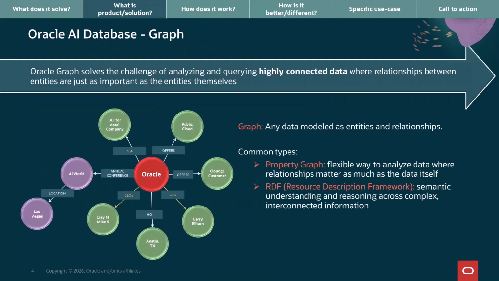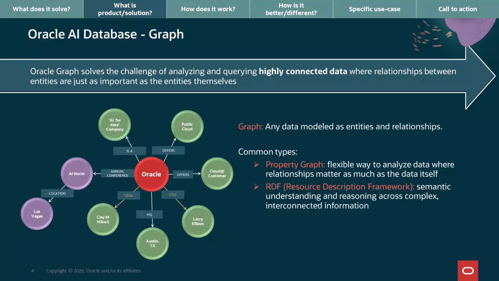So what is a graph? Instead of rows and columns, a graph model is made up of entities and relationships. For example, you might have an entity like Oracle, a company connected to other entities such as events it organizes, products it offers, or customers it serves. Graphs make it easier to represent information that's either unusual, non-uniform, or highly interconnected. Things that don't fit neatly into rigid schemas.